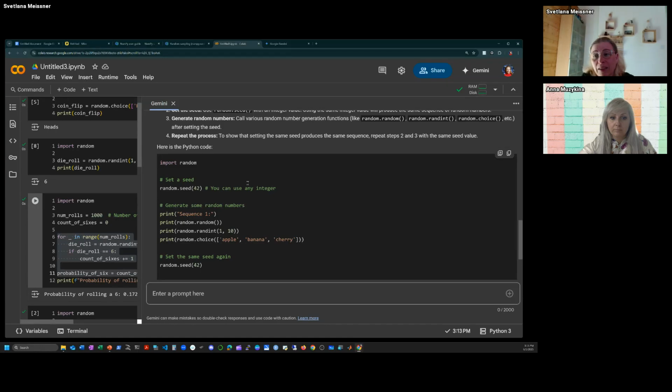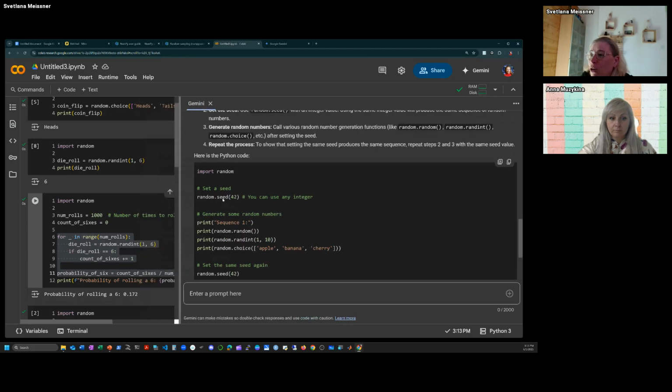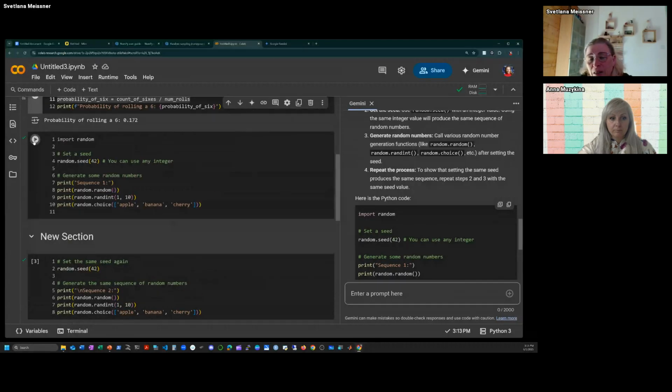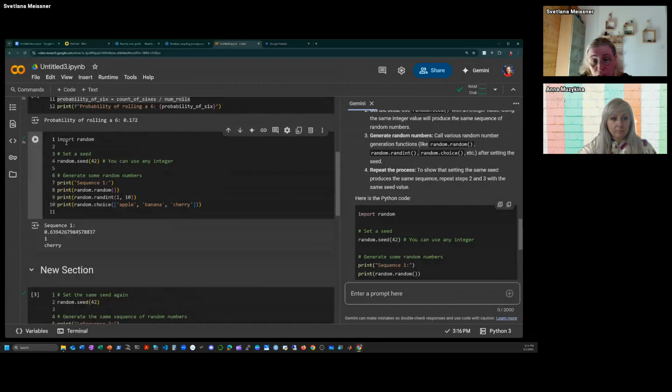That's why, if we set the seed, this means we are starting our pseudo randomness with this number. After that, it's still randomness, but not truly random. So here I already copied this to demonstrate. Now I'm importing random again, and then I'm setting the seed.